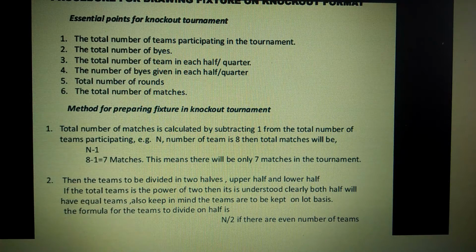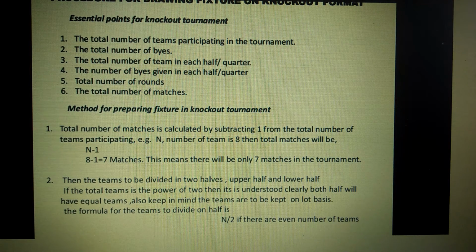There are procedures for drawing fixtures in knockout format. Essential points for a knockout tournament. First, the total number of teams participating in the tournament. Second, the total number of byes. Third, the total number of teams in each half or quarter. Fourth, the total number of byes given in each half or quarter. Fifth, the total number of rounds. Sixth, the total number of matches.